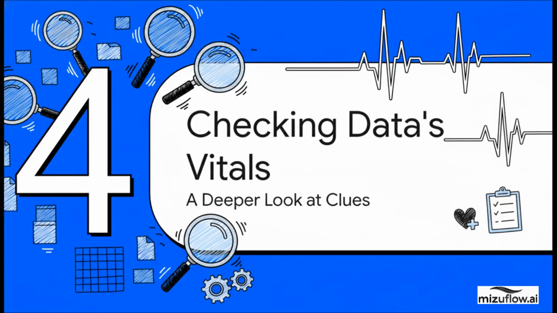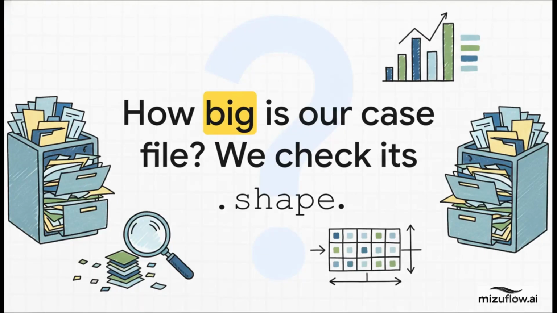Okay, that was our quick scan of the scene. Now it's time to get a little more serious and check the file's vital signs. We need to know the basic facts before we can really start digging in. And the first question is always about scale, right? I mean, just how much evidence are we even dealing with here? For that, we use something called .shape. Notice there are no parentheses this time. It's an attribute of our data, not a command.